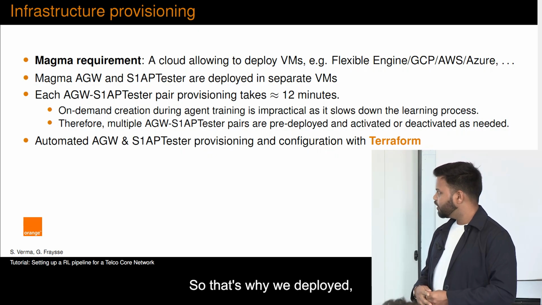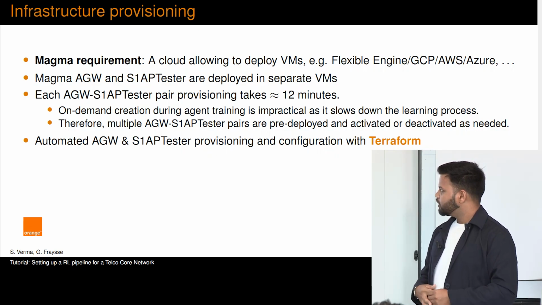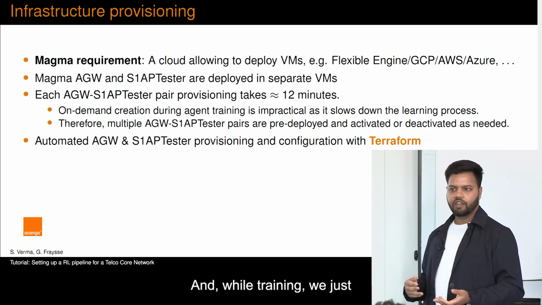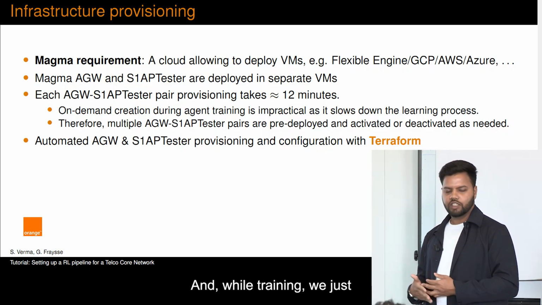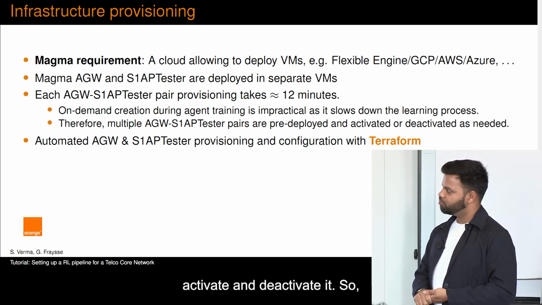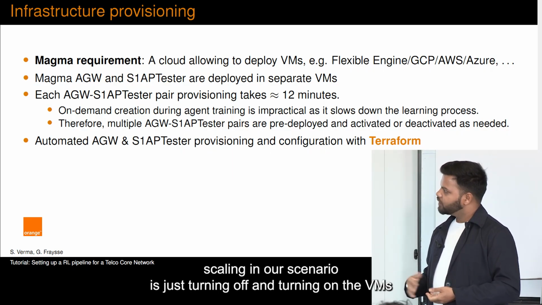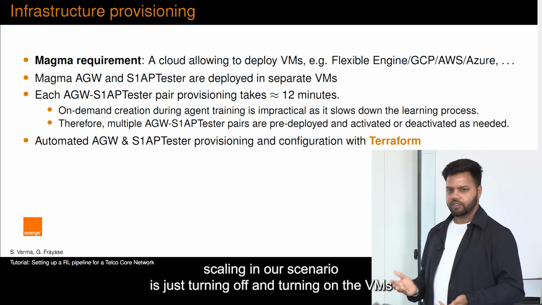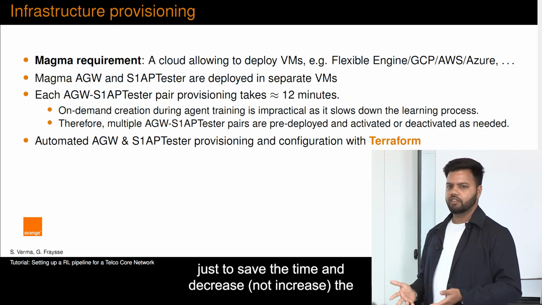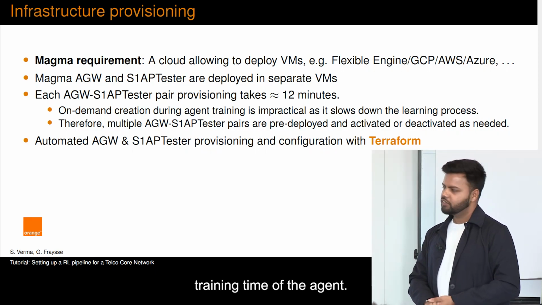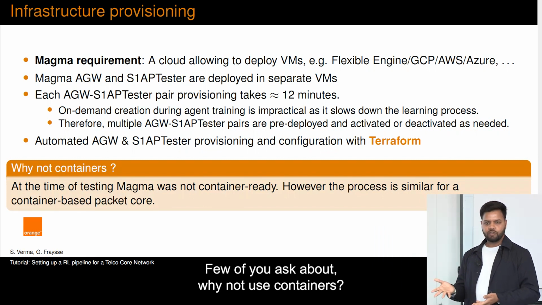So that's why we deployed a few S1AP testers and access gateways in advance, and while training we just activate and deactivate them. So scaling in our scenario is just turning off and turning on the VMs, just to save time and reduce the training time of the agent.